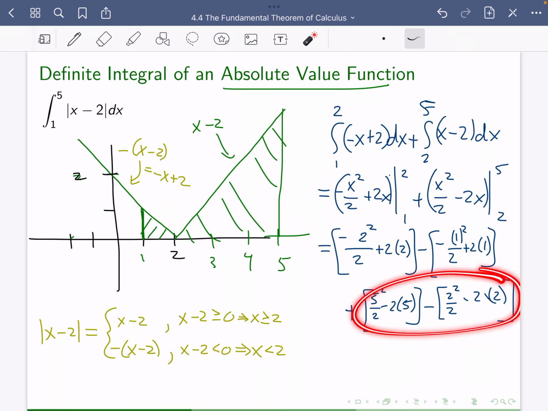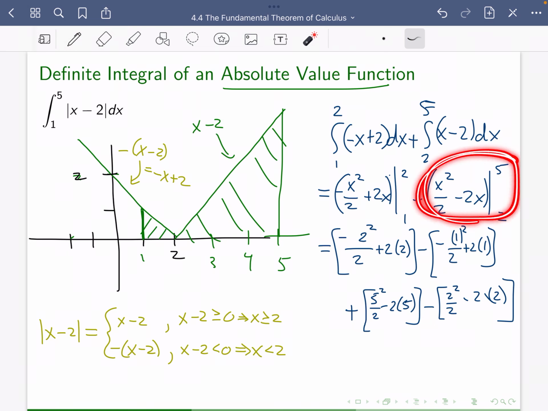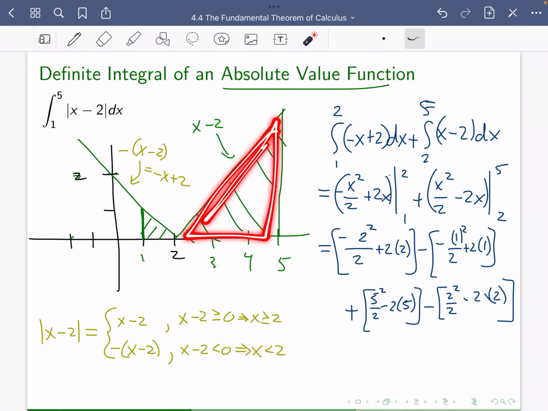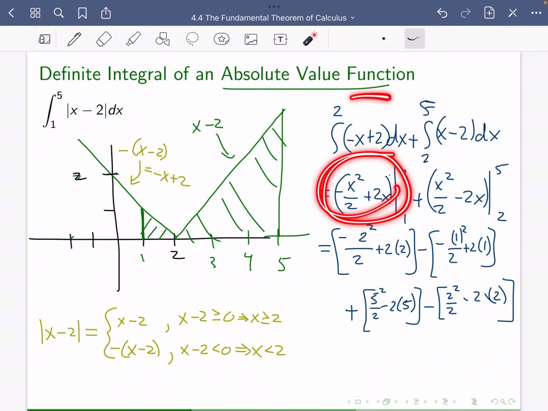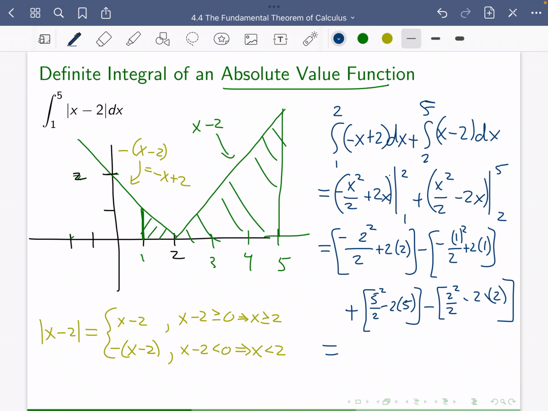So this down here, that is this, and it comes from integrating this piece. It's going to tell us this area right here. Up here, that's coming from this piece. It's this integral right here. It's telling us that area. And when we combine those two, we will get a total area of 5.